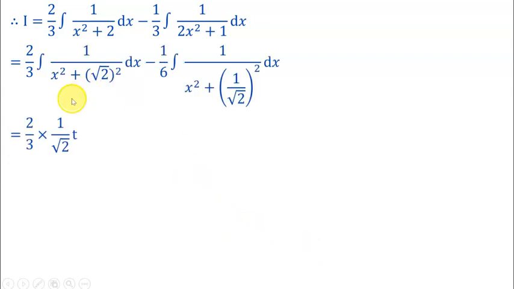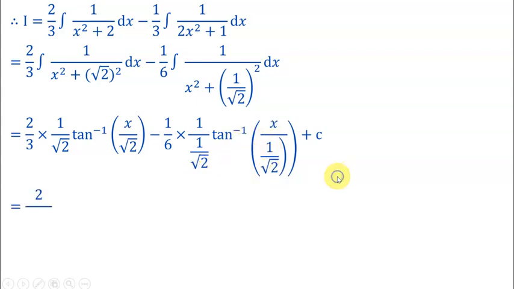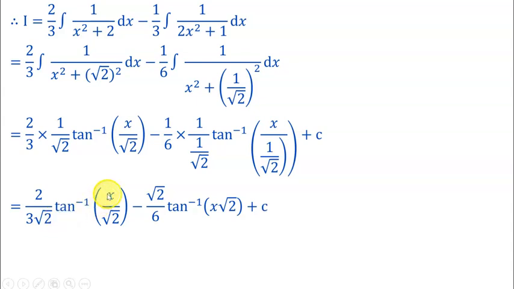Okay. This is of the form tan inverse, that is 1 upon a. A means what? Root 2. Tan inverse of x upon root 2 minus 1 by 6, 1 upon root 2 tan inverse of x upon 1 upon root 2 plus c. After simplification, you will get here 2 upon 3 root 2 tan inverse of x upon root 2 minus. Now, you will get here root 2 upon 6 tan inverse of x root 2 plus c. And this is the answer.